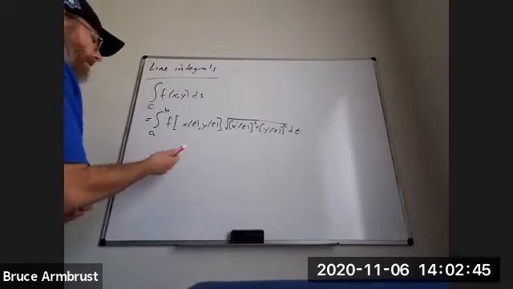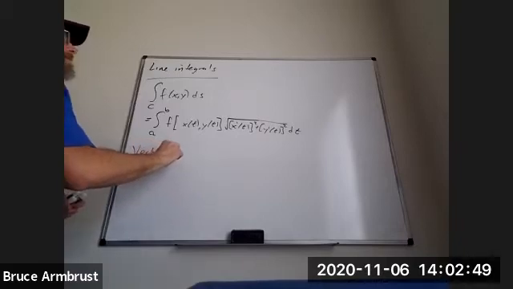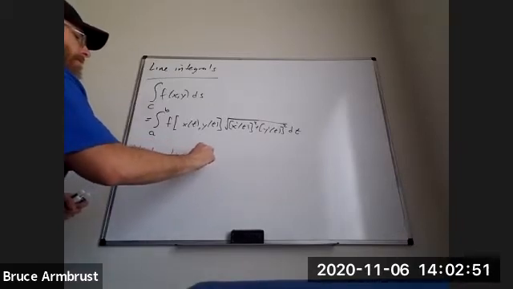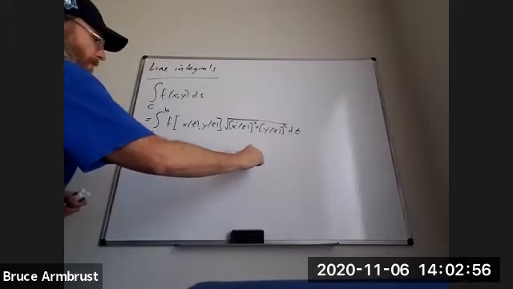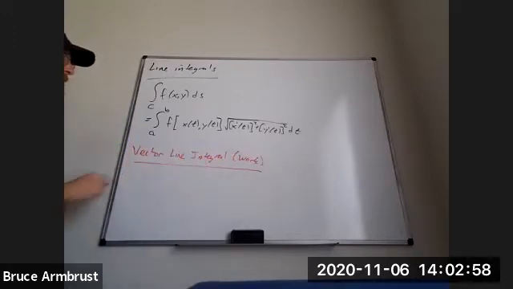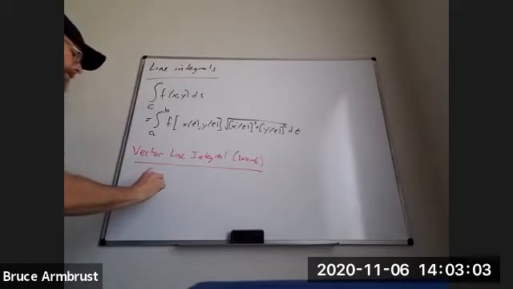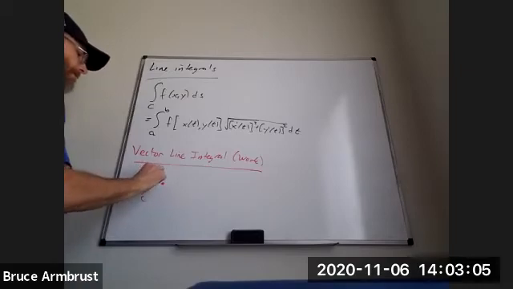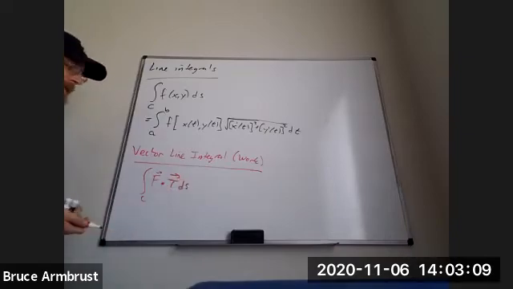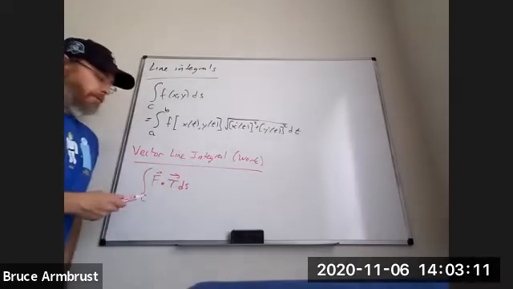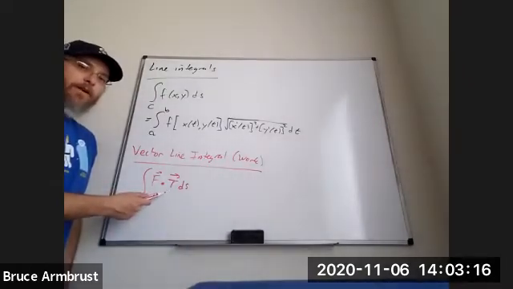Then we also had the vector line integrals. And this is the one that I call the work integral. And for this one, we're integrating over a curve the field dotted with T ds. So in essence, what we're doing is we're finding out how much of a vector field is actually pointing in the direction of our path.